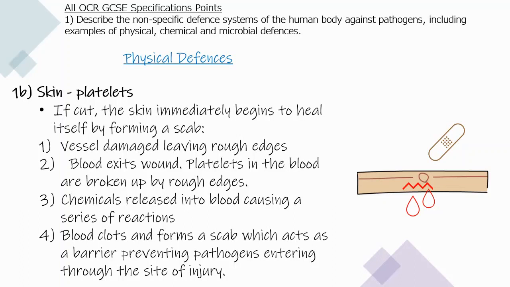So then chemicals are released consequently into the blood, causing a series of reactions, and this is what causes the blood to clot and a scab to form. And it's this scab that acts as a barrier which prevents the pathogens from entering through the site of injury.